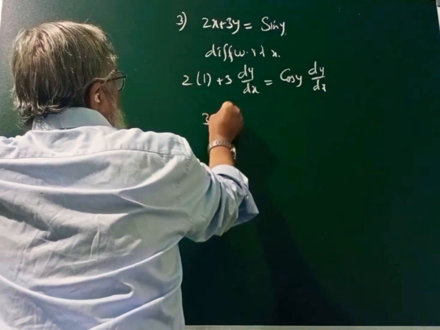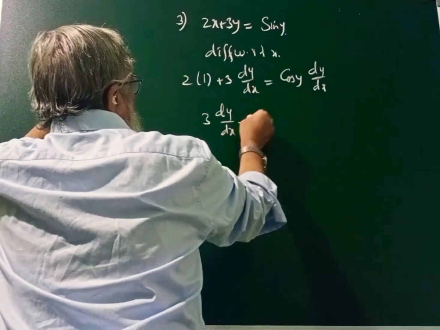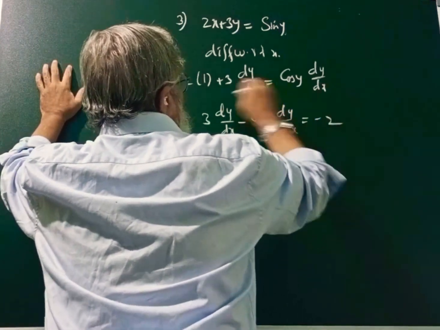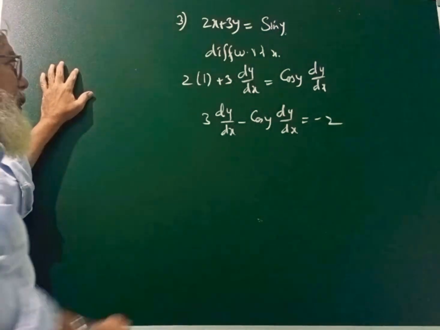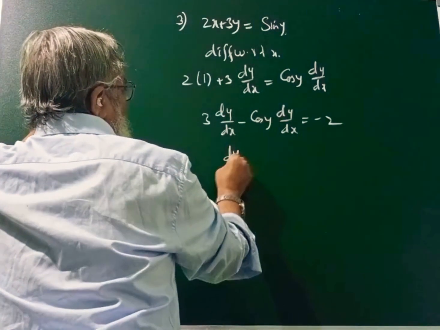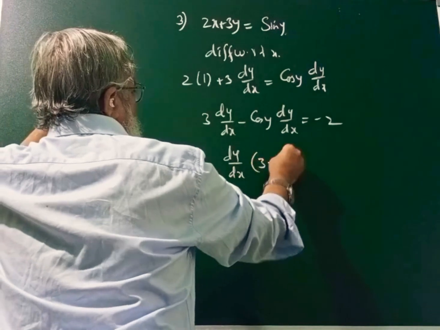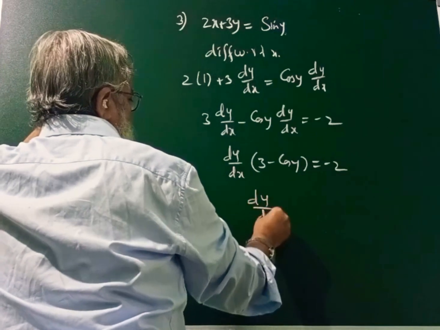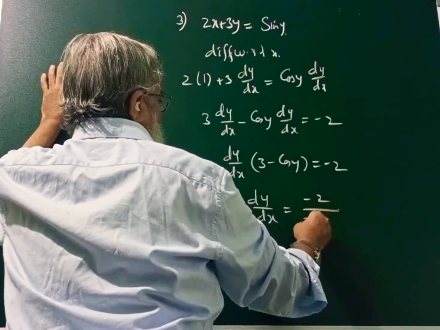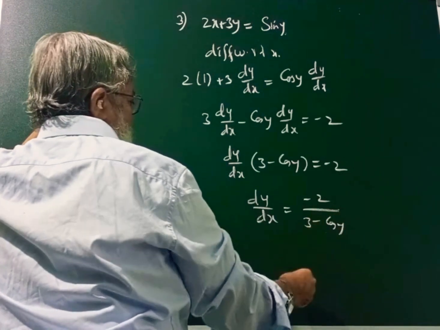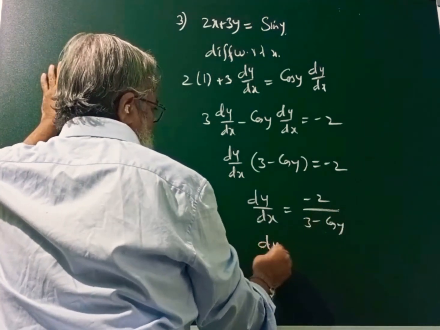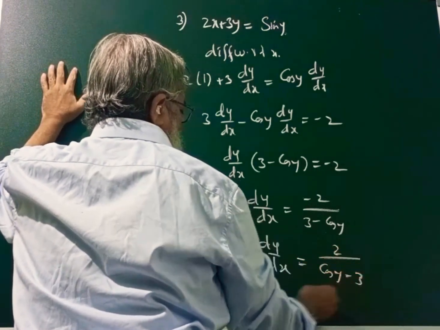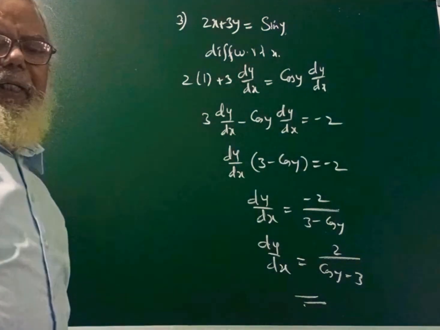Or we can write 3 into dy by dx minus cos y into dy by dx is equal to minus 2, taking it to that side. Now you can see, we can take dy by dx common. It is 3 minus cos y is equal to minus 2, or dy by dx is equal to minus 2 by 3 minus cos y. If you multiply the numerator and denominator by minus sign, we can write this as 2 by cos y minus 3, is the value of dy by dx.